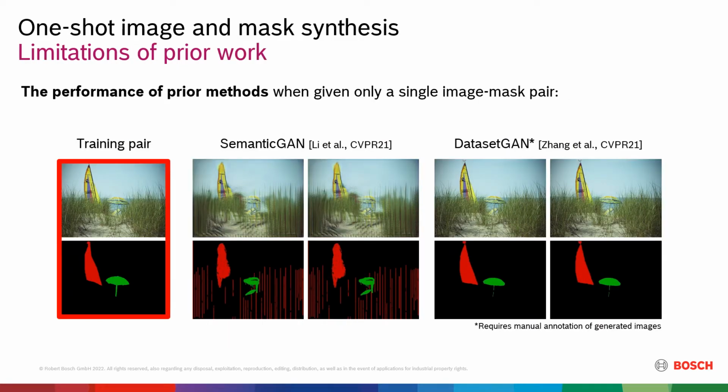Training a GAN only on a single sample is extremely challenging. In such a low data regime, GANs suffer from training instabilities and mode collapse. Here we show the performance of previous models, semantic GAN and dataset GAN, on our task. These models suffer from memorization as they cannot produce any images that are different from training data. Notably, dataset GAN also requires manual annotation of at least one generated image.